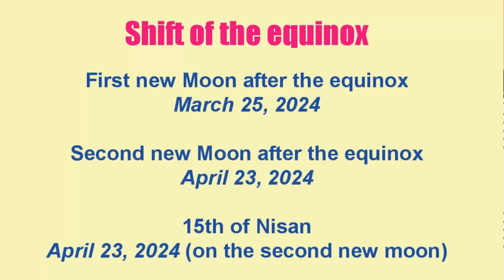For example, in 2024, the first full moon after spring was on March 25th, and the second full moon was on April 23rd. This year, the 15th of Nisan was on April 23rd, therefore, during the second full moon of spring. This problem will occur in the following years: 2027, 2035, 2038, and 2043, and in general, in years 3, 8, 11, and 19 of the Meton cycle.